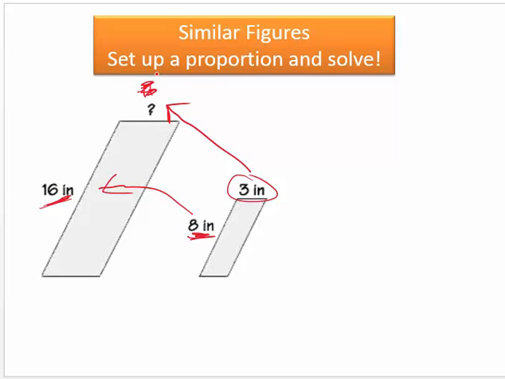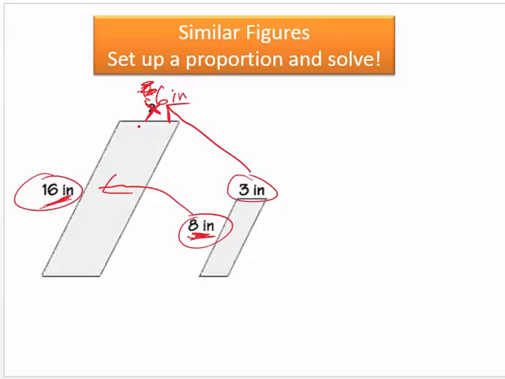A better way to think of it is to go from 8 to 16, I doubled this length. So if these are truly similar figures, then if I double one side of the figure, I need to double the other side. So this would be 6 inches. And that's proportional reasoning. Now, the way to solve this, let me put an x here.